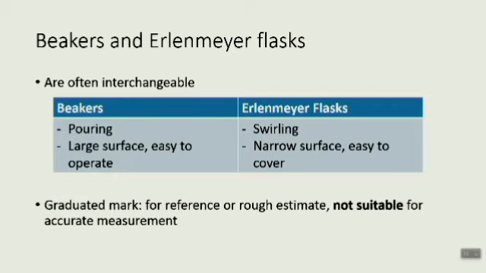The beaker has a large opening, so it is easy to operate. It means we can put something inside, for example, a stirrer. The Erlenmeyer flask has a narrow opening, so it is a little bit difficult to open, but it's easy to cover. Both of them have the red shaded mark. However, the mark is for reference or rough estimate only. It's not suitable for accurate measurement of the chemical.